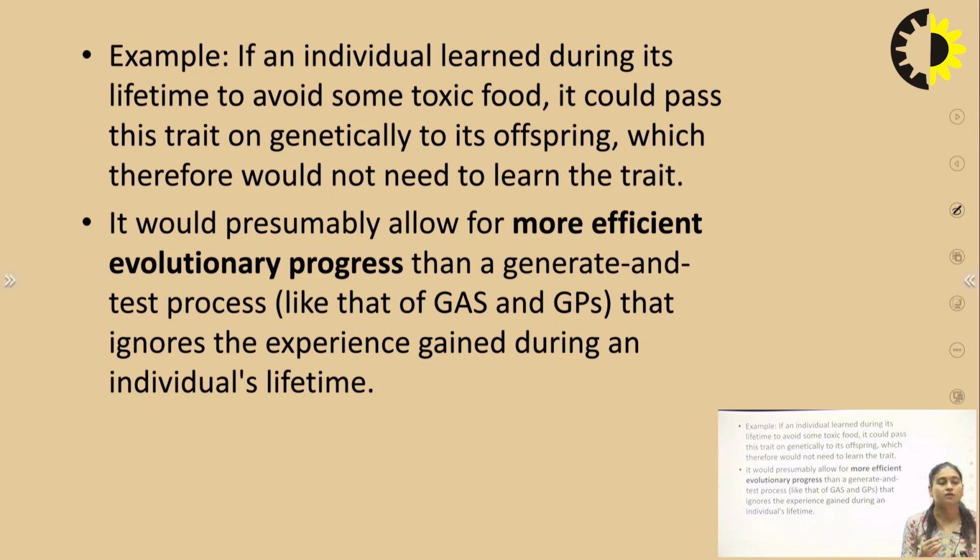For example, suppose an individual learned during its lifetime to avoid some toxic food, so it could pass this trait on genetically to its offspring, which therefore would not need to learn the trait. So with this evolution, the person learns to avoid such food and just passes it genetically to the offspring. This is the concept suggested by Lamarck, and it is known as the Lamarckian model.